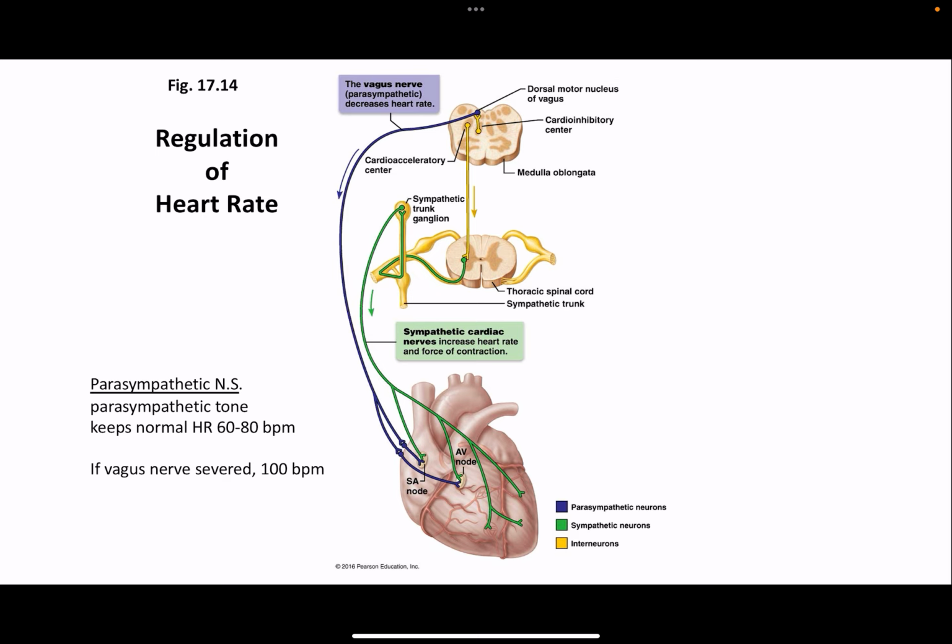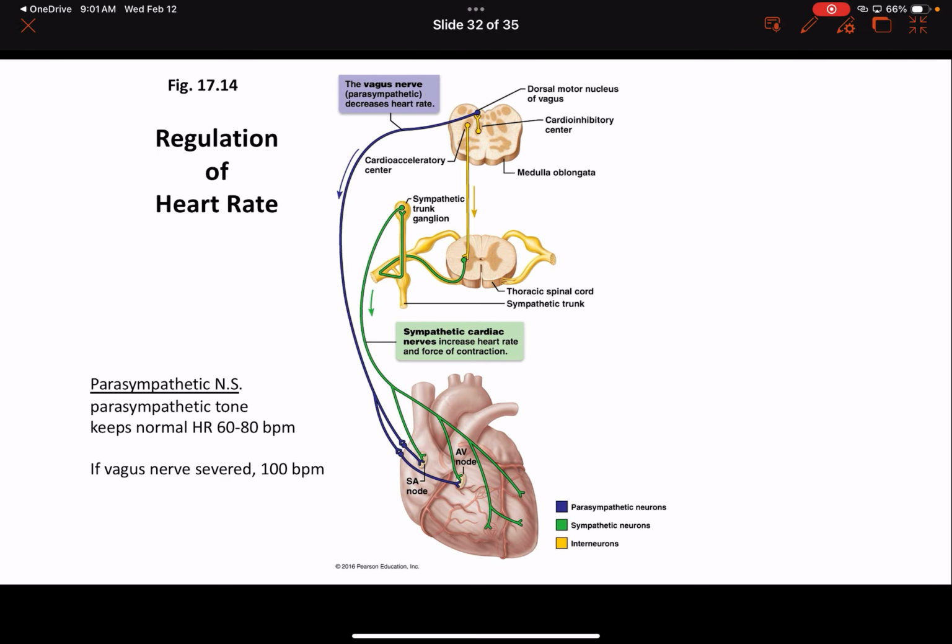So if the vagus nerve were severed, which remember is our only cranial nerve that's able to control our visceral organs, the heart, because it's autorhythmic and can work on its own, would naturally want to beat at about 100 beats per minute. But our parasympathetic nervous system keeps it down at our normal, about 75 beats per minute.